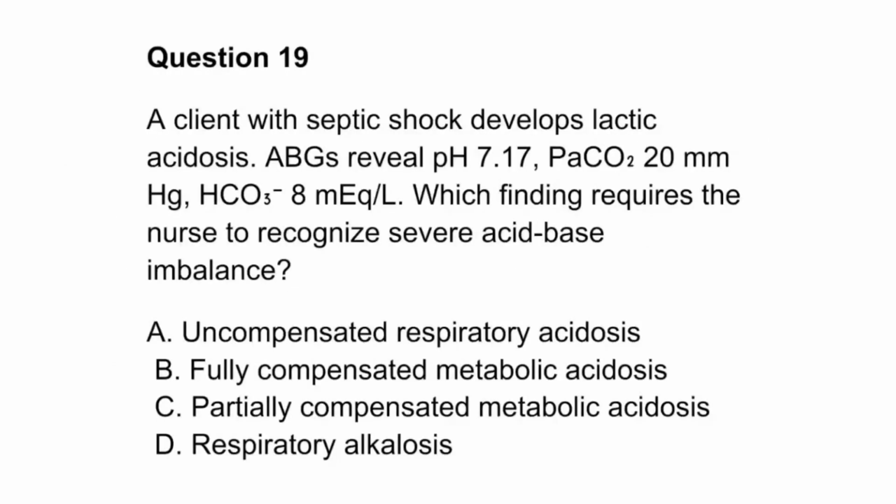Question 19. A client with septic shock develops lactic acidosis. ABGs reveal pH 7.17, PaCO2 20 millimeters of mercury, HCO3 8 milliequivalent/L. Which finding requires the nurse to recognize severe acid-base imbalance? A. Uncompensated respiratory acidosis. B. Fully compensated metabolic acidosis. C. Partially compensated metabolic acidosis.